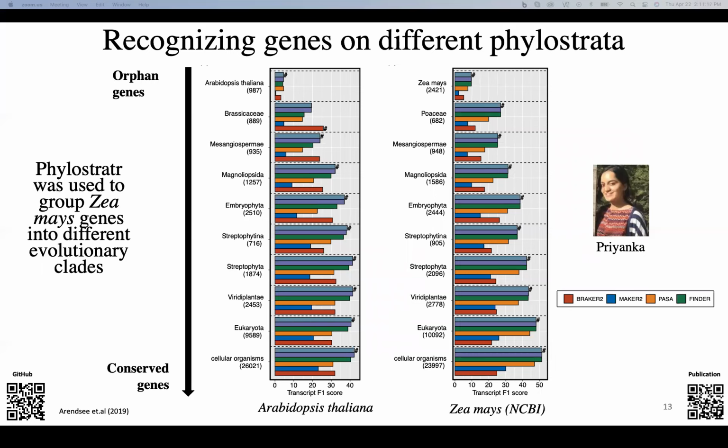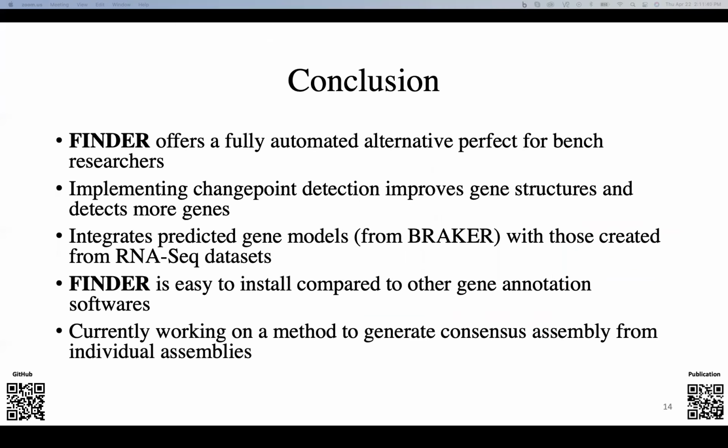Finder was able to detect more transcripts correctly for all the evolutionary clades, which is a little surprising because Breaker works with homologous proteins and should have been able to do well in the cellular organisms clade, but apparently it was not able to do very well. This analysis was done by our co-author Priyanka Bhandari from Dr. Eve Wortley's lab.